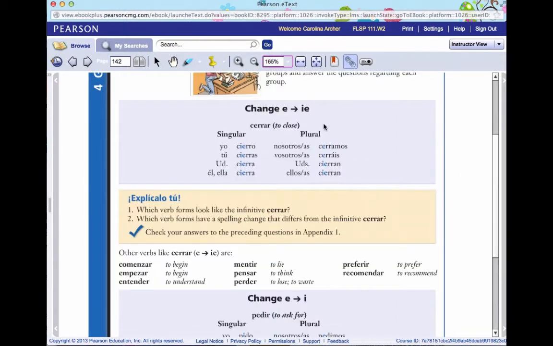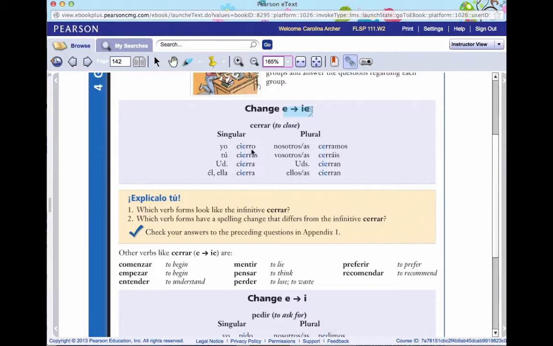There are some verbs that the root is spelled with an E. The root would be cerr, up to the double R, and it's spelled with an E, and when you conjugate them they change from E to IE. Change the E to IE. So cerrar is the infinitive. When you conjugate them, you have to change the E to IE.